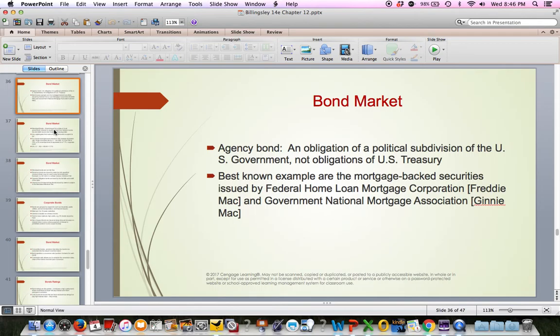Agency bonds are obligations of a political subdivision of the U.S. government, but they're not obligations of the U.S. Treasury. Examples are the Federal Home Loan Mortgage Corporation and the Government National Mortgage Association. Those are agencies of the U.S. government that have the power to issue bonds, and they issue those bonds so that people can buy homes, essentially. It's a way to help finance people getting into homes.